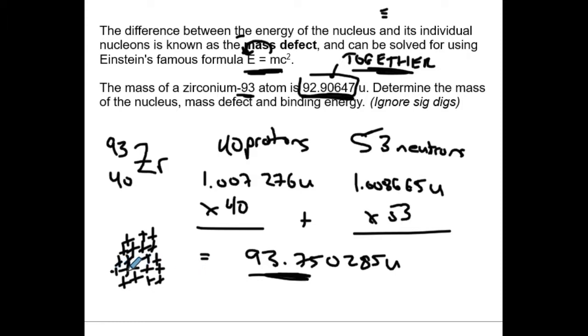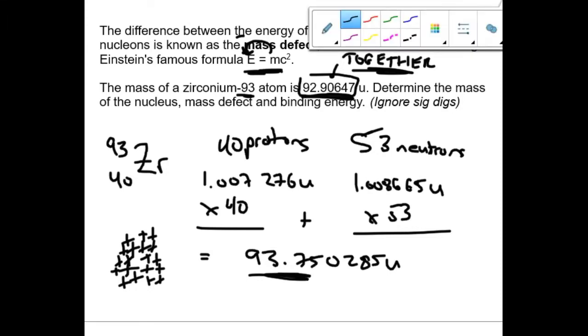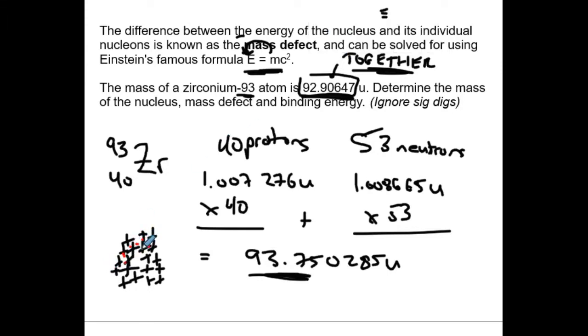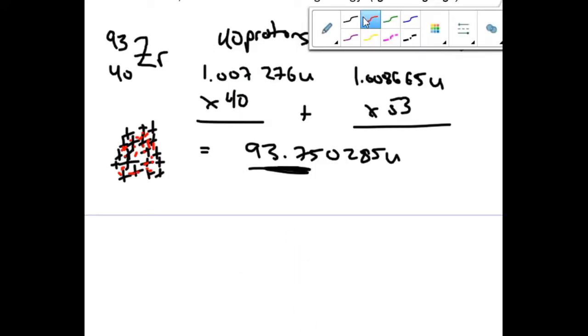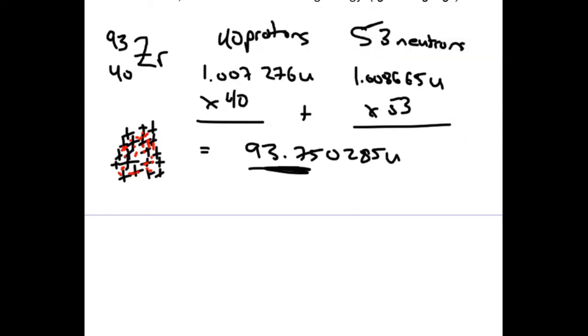And the reason why it's gone is that it's been converted a little bit into energy. And that energy is the glue. If I can use another color here, energy is glue, kind of keeping all of these things stuck together. And so a little bit of mass is now missing. We call that missing mass the mass defect. And so if you wanted to then use Einstein's famous formula, what you do is you subtract the two numbers.